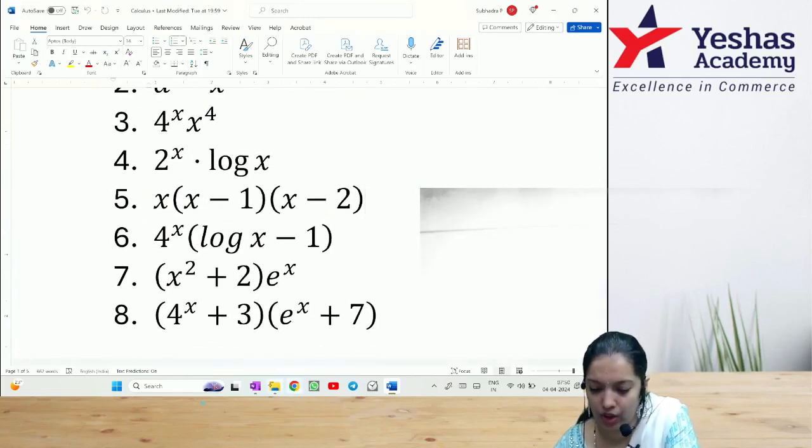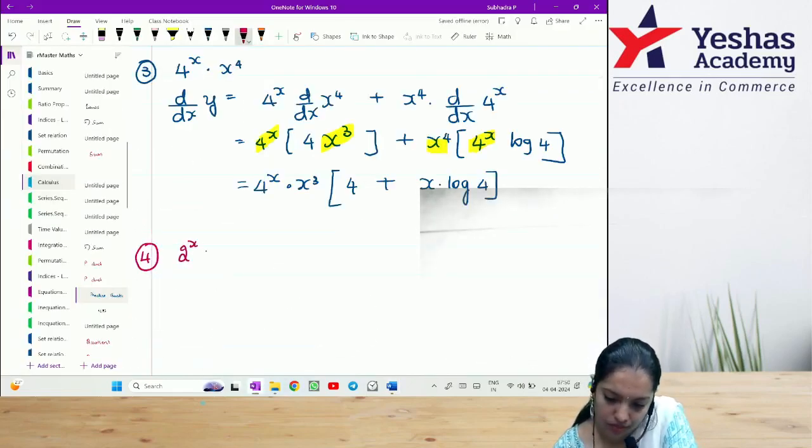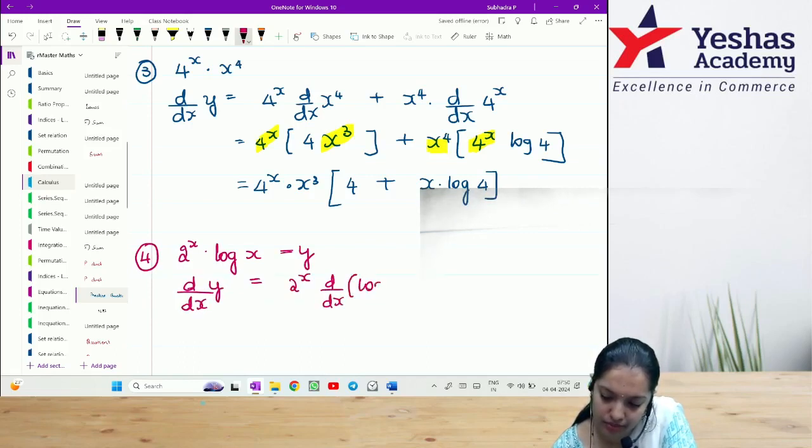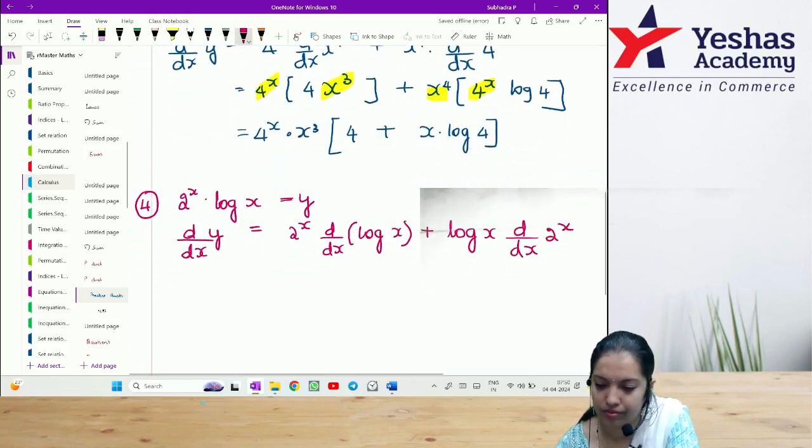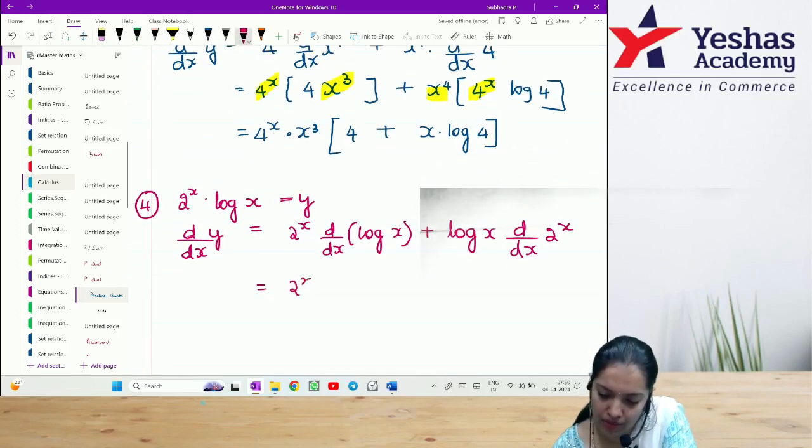2 power x into log x. Derivative of y is equal to, if I assume this as y, 2 power x into derivative of log x plus log x into derivative of 2 power x, which is 2 power x into, what is derivative of log x? 1 by x, plus log x into, what is derivative of 2 power x? a power x. 2 power x into log 2.